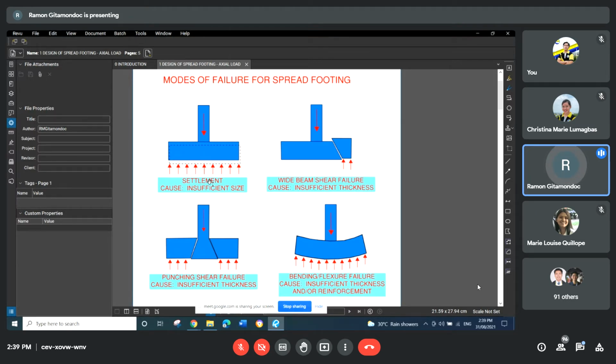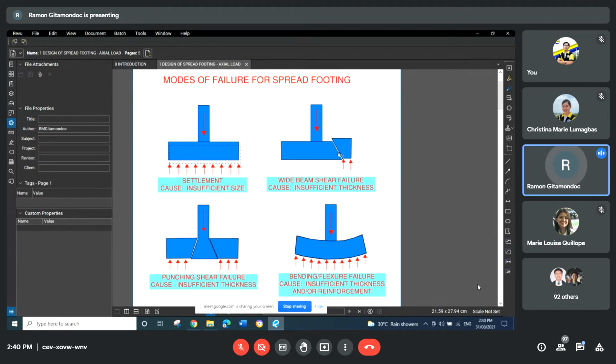Now the second type of failure. For the first one, settlement, that is on the soil. Now the second type of failure is on the concrete material. This is called a wide beam shear failure. If you have already undergone a basic reinforced concrete design subject, then I think you already have a basic notion of what a beam shear failure is.